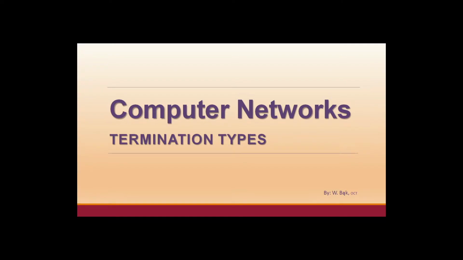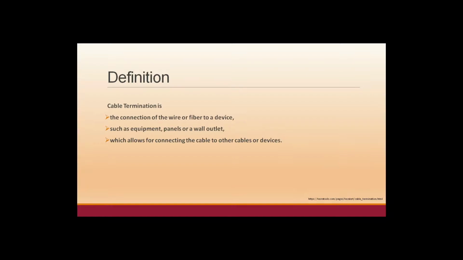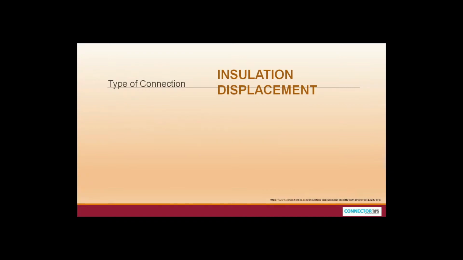Okay, so data networks termination types. All right, let's start with some definitions. Cable termination is the connection of the wire or fiber to a device, such as equipment, panels, or wall outlets, which allows for connecting the cable to other cables or devices. The type of connection that we're dealing with, the most common one, is called insulation displacement connection.